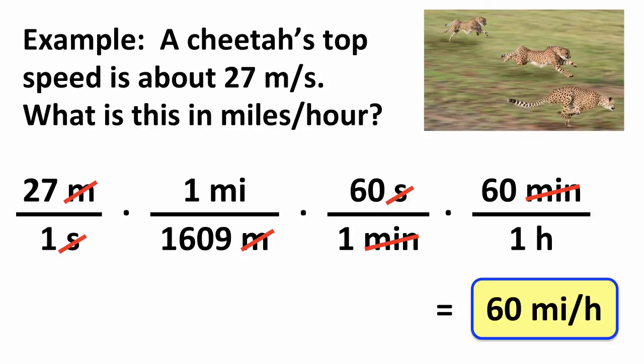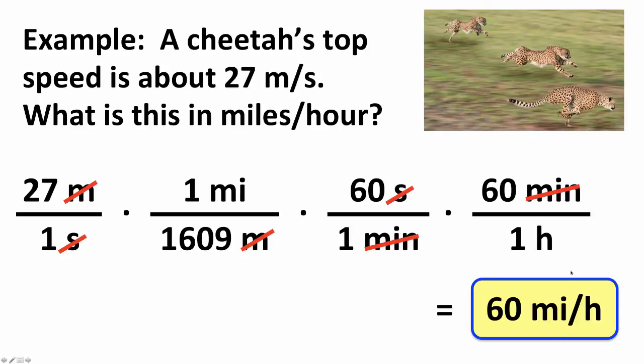Miles per hour. And this should be rounded off to only two significant figures because we were only given our initial value of 27 as two significant figures. And notice that this 0 here is in fact significant, and we could write this as 6.0 times 10 to the first to clarify that this 0 is in fact a significant figure, not just a placeholder.